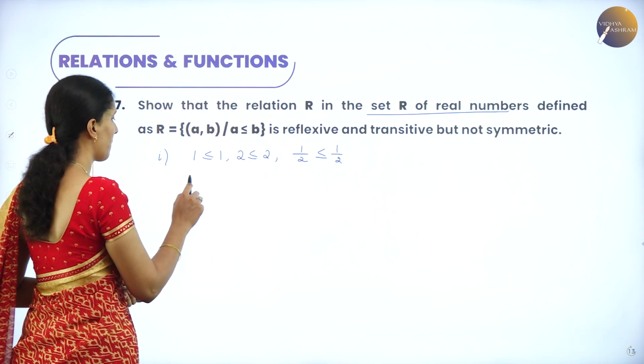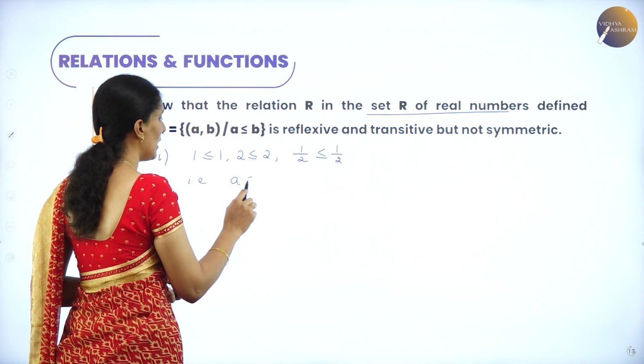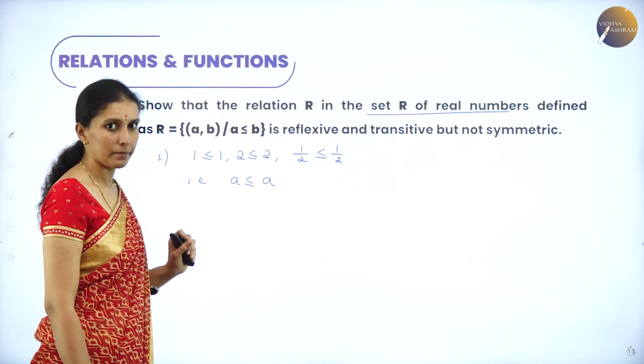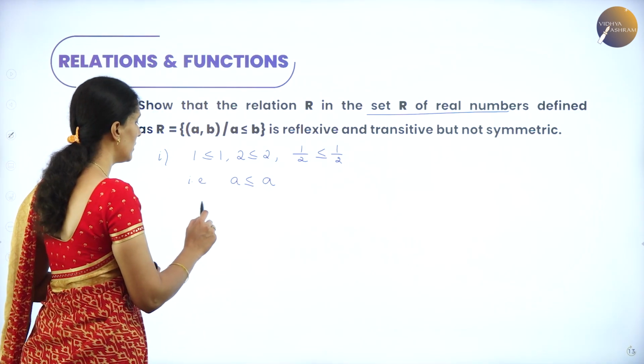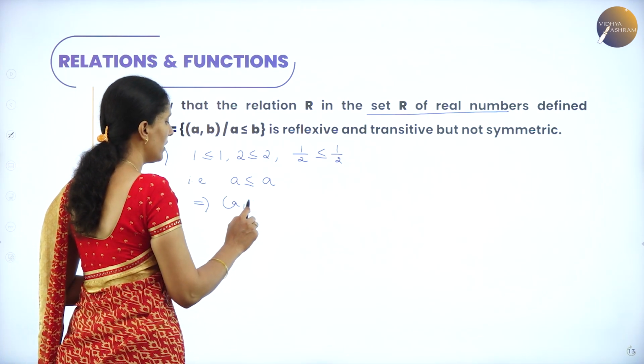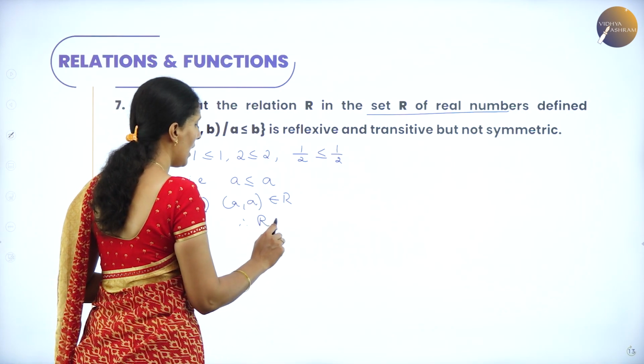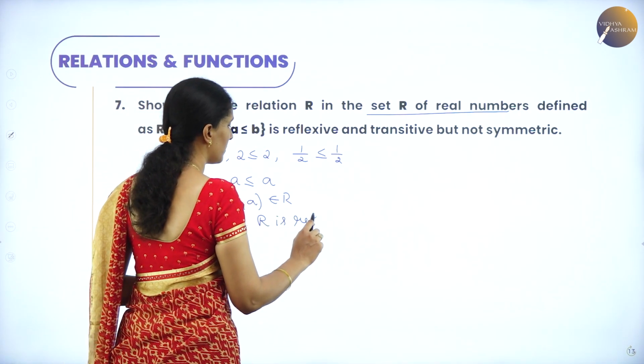That is, a less than or equal to a is true for all real numbers. So therefore, this implies (a, a) belongs to R. So therefore, R is reflexive.